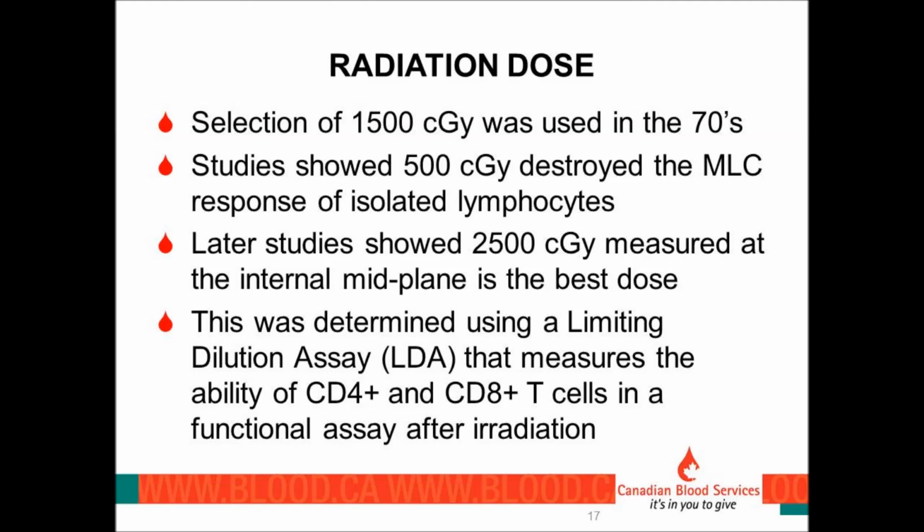The radiation dose that we used to use was 1500 centigray, and the unit is called a gray. It was used in the 70s, but they did subsequent studies that showed 500 grays destroyed the mixed lymphocyte culture response of isolated lymphocytes. But a later study showed that 2500 grays measured at the internal midplane was the best dose, so they had to measure it. This was determined using a limiting dilution assay that measures the ability of the CD4 helper and the CD8 killer T cells in a function assay. So they irradiated it and made sure that the helper and killer T cells weren't going to be active.